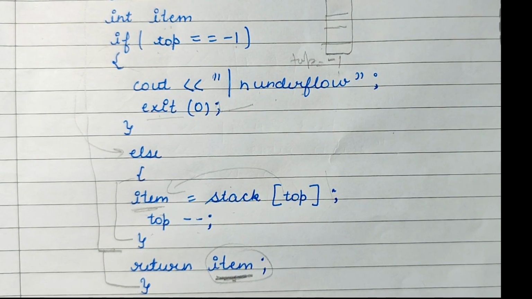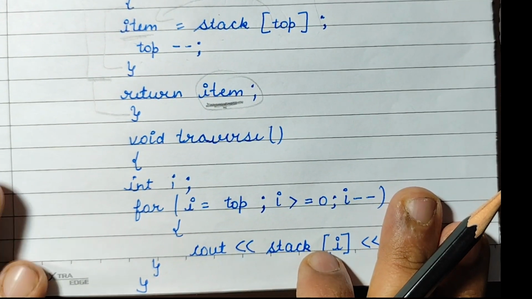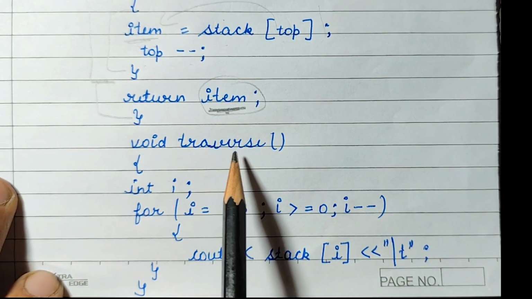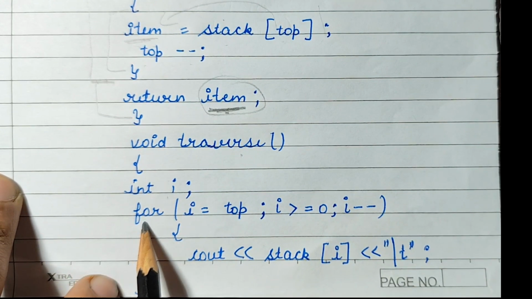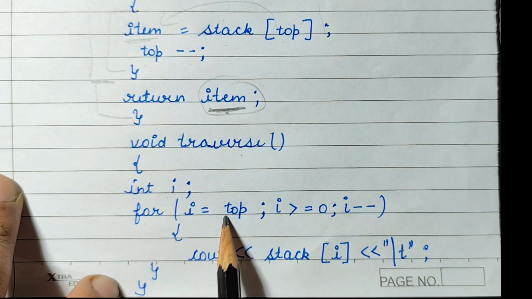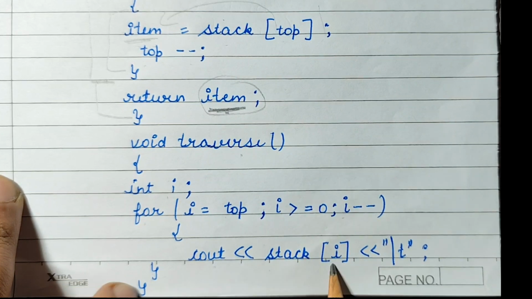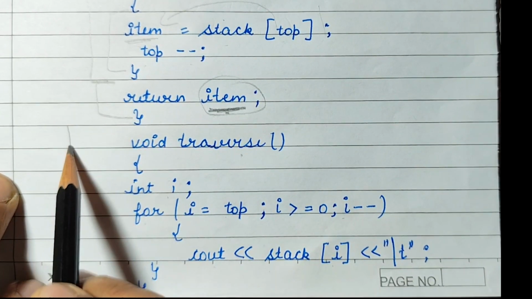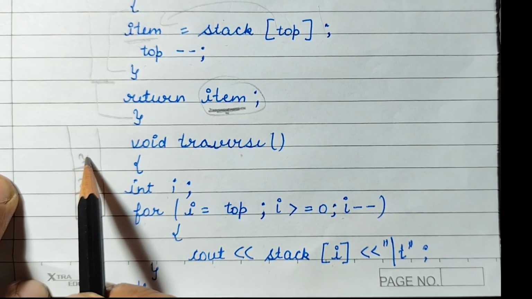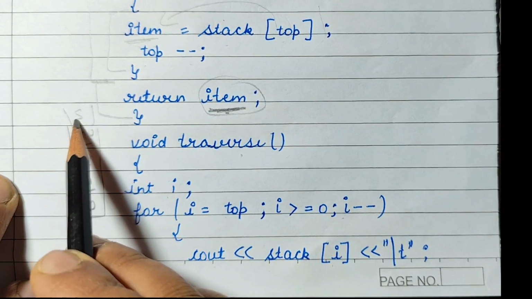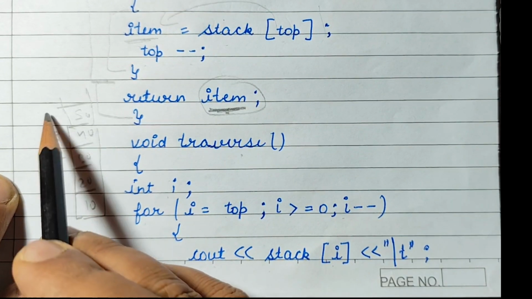Okay, now we define the last function, that is traverse. The traverse function is used for displaying the items from the stack. Here I declare a variable i and implement a for loop. I write i is equal to top, i greater than or equal to 0, i minus minus, and in the cout statement I write stack of i. Suppose the elements are in this way: first element is 10, then 20, 30, 40, then 50. These are the elements in the stack: 0 index, first index, second index, third index, fourth index.